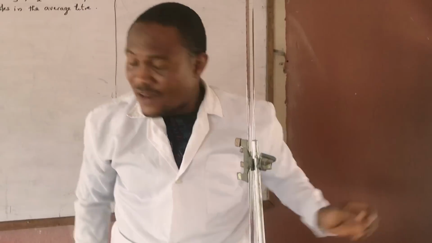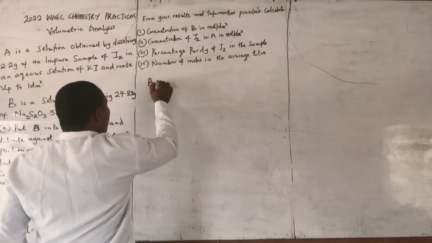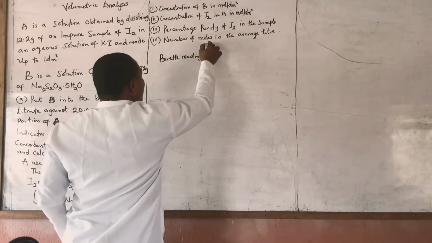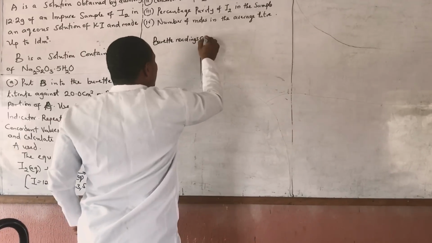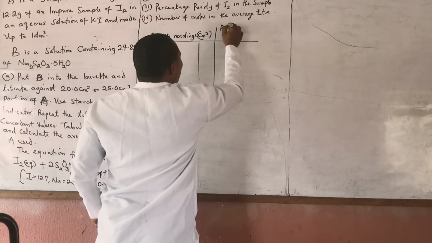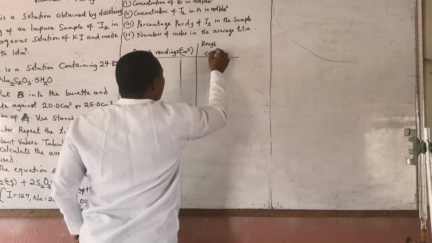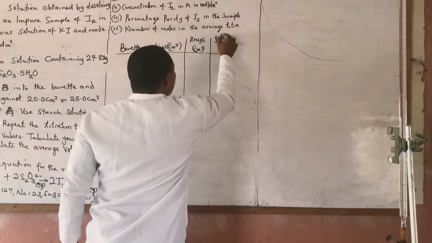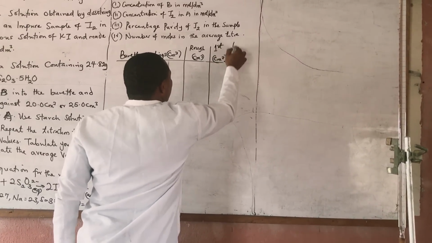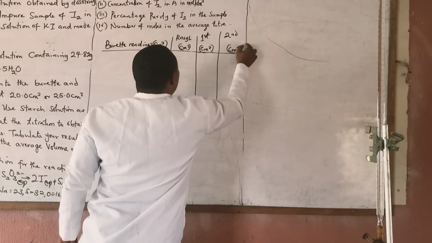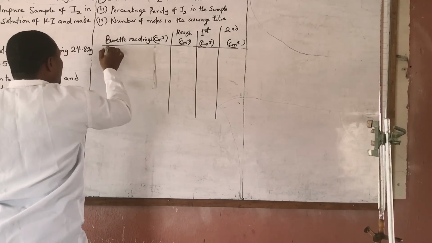So very, very quick. Let's have our table now. Let's have our burette readings now. Burette readings, in centimeter cube. I'll be doing about two titrations so that I don't waste all my solution. This is the first, and this is the second. So let's have the final.